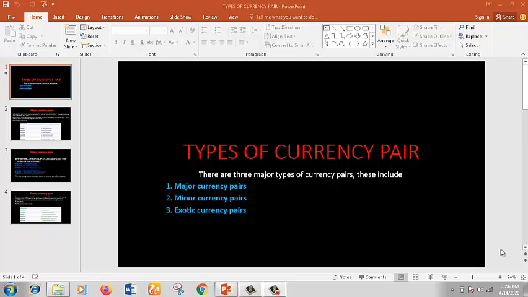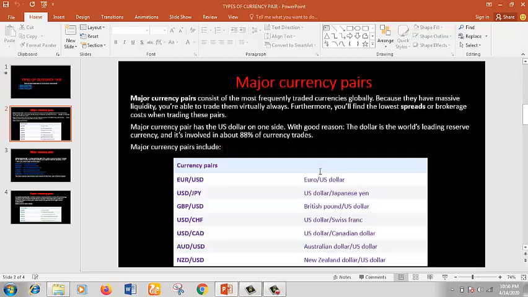In this class, we're going to be looking at types of currency pair traded in the global financial market. There are three major types of currency pair. These include the major currency pair, the minor currency pair, and the exotic currency pair. We're going to be looking at them one by one so as to explain them properly and understand how each of these currency pair works.